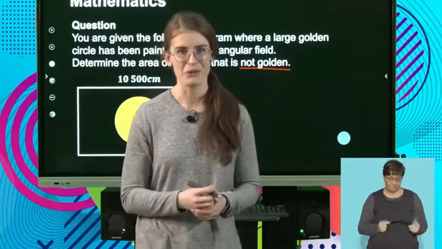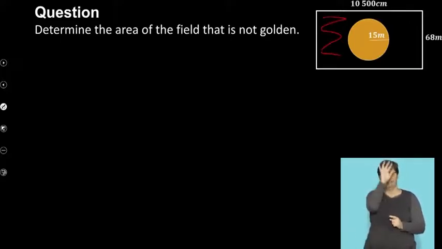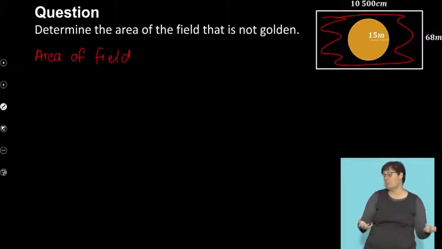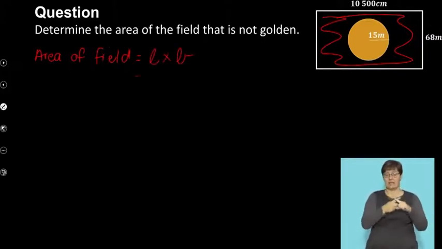Let's go back to the board. So we need to figure out this region. So essentially the region of the field that is not gold. We want to know what that area is. The first thing that I'm going to do is look at the area of the field in general. And we know that if it is a rectangle, it's going to be length times breadth.